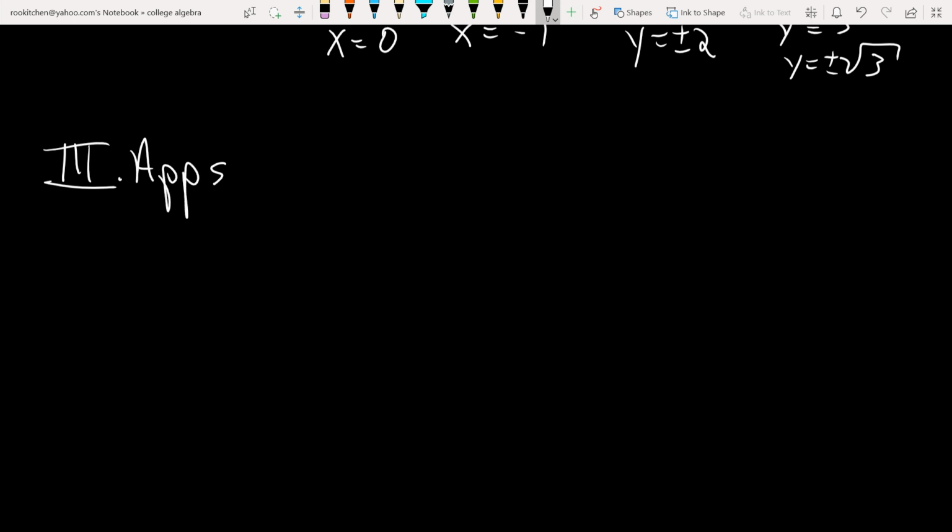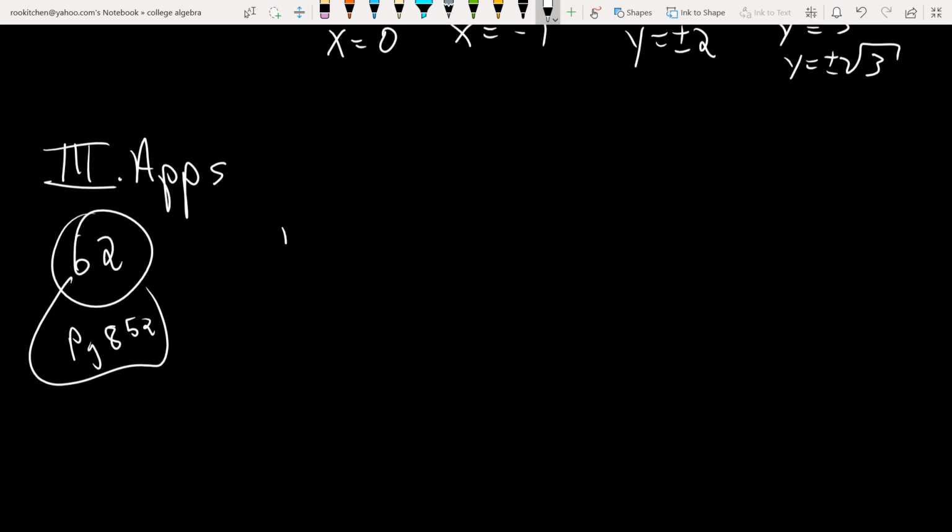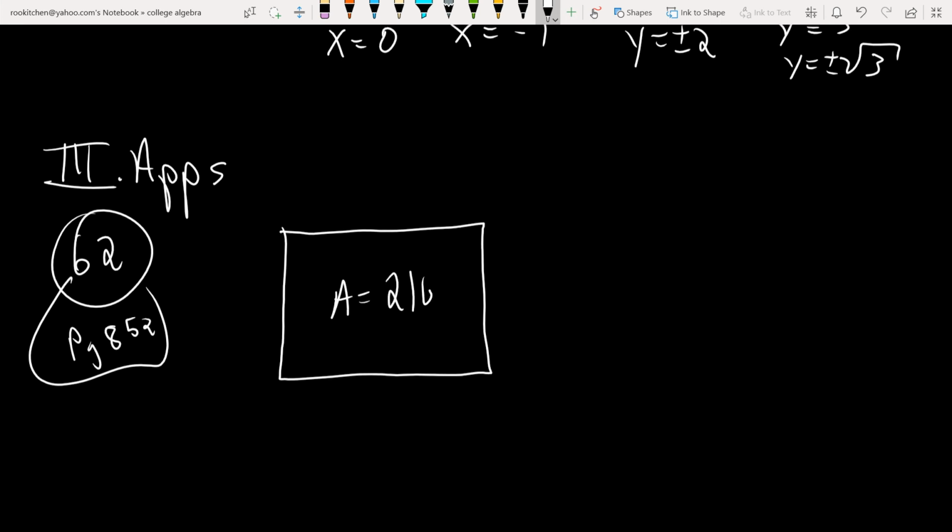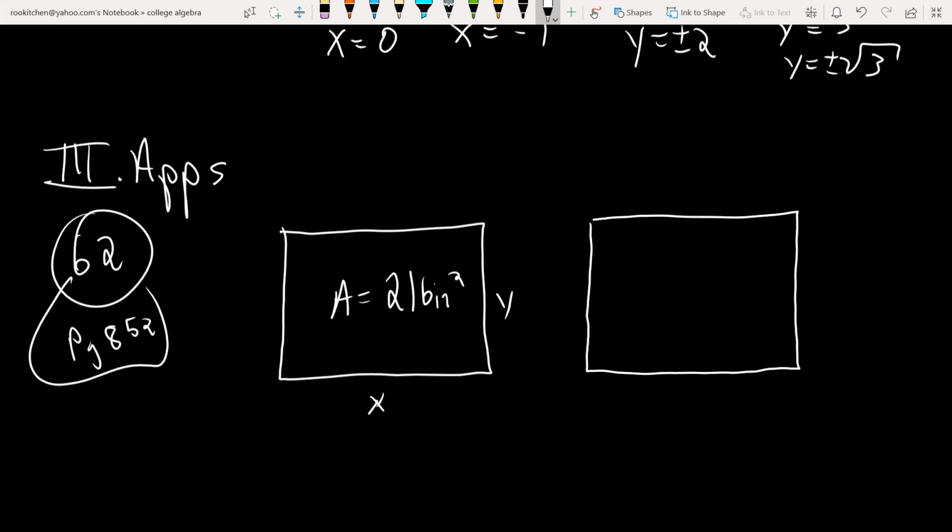Okay. So number 62, we're building a box, and this is on page 852. They give you a piece of paper or a cardboard or something, and they tell you the area of that cardboard is 216 inches squared. Okay, so it'll have some x and y. Then you're going to take the corners and cut them off so you can fold up the sides and make a little box.